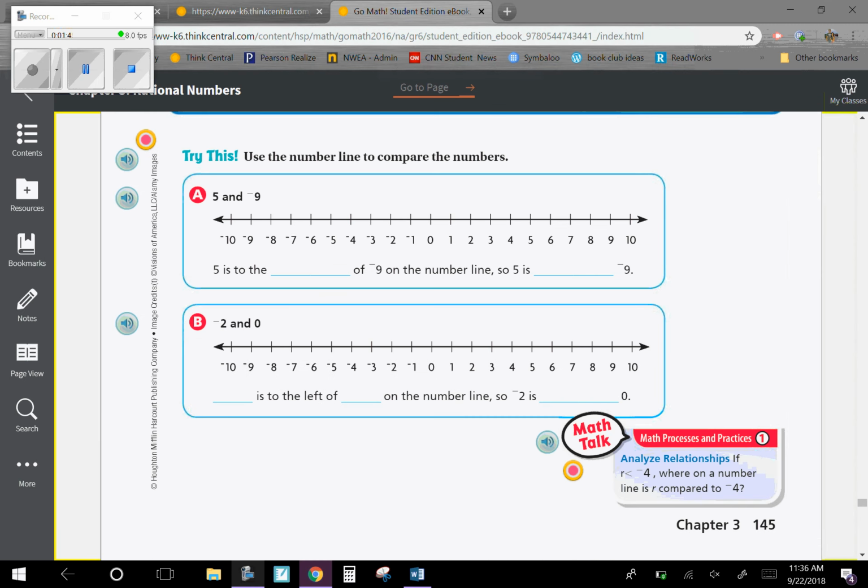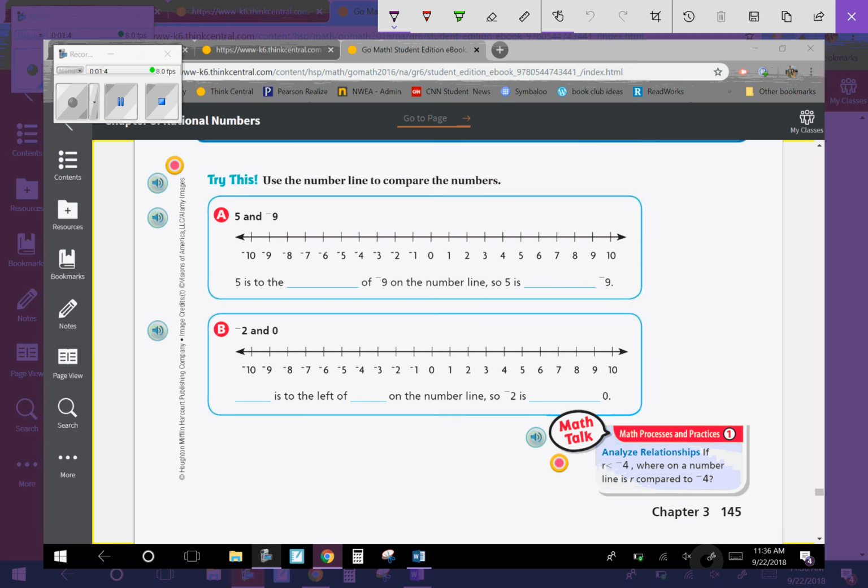Let's look down here and try this. It says use the number line to compare the numbers. So 5 and negative 9. If we plot 5 and then negative 9, 5 is to the right of negative 9 on the number line, so 5 is greater than negative 9.